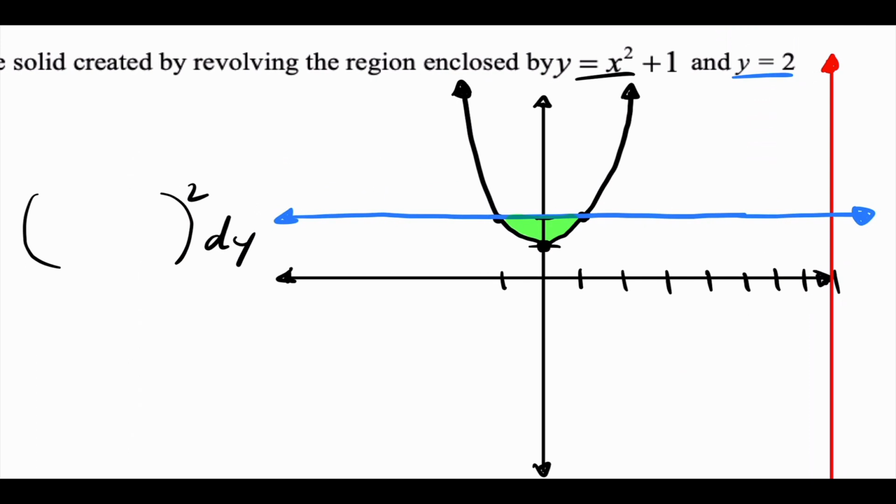So always start at the axis of revolution, and then you're going to draw two segments. One that goes through the green, and one that stops right before the green. So it doesn't touch green.